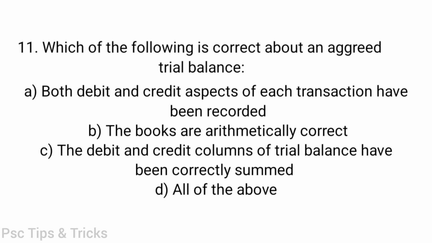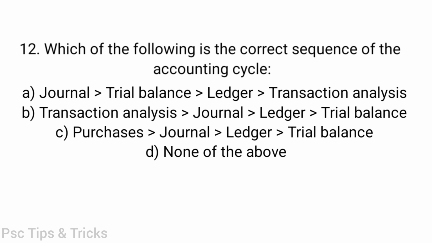Which of the following is correct about an agreed trial balance? Both debit and credit aspects of each transaction have been recorded. The books are arithmetically correct. The debit and credit columns of trial balance have been correctly summed. All of the above. All of the above.